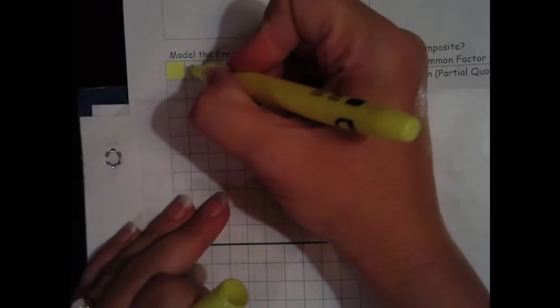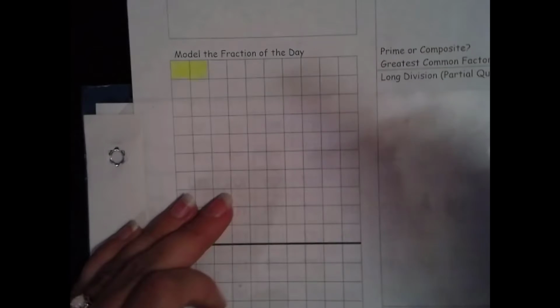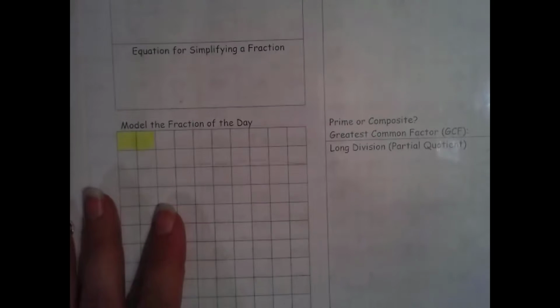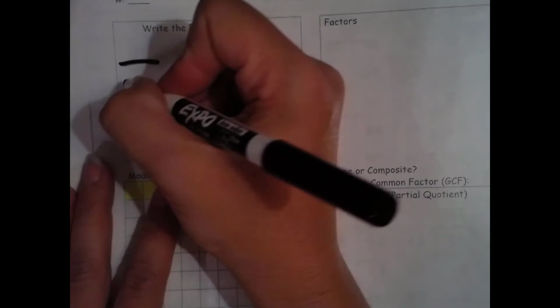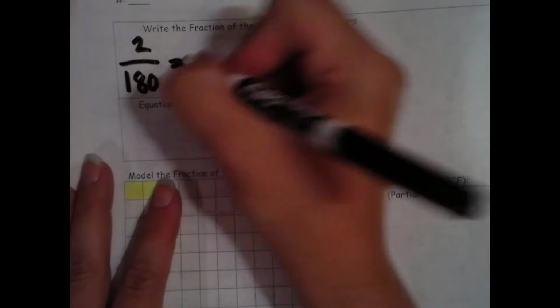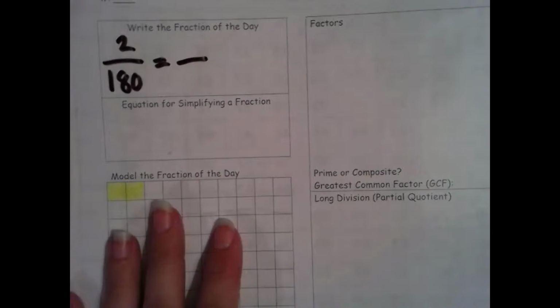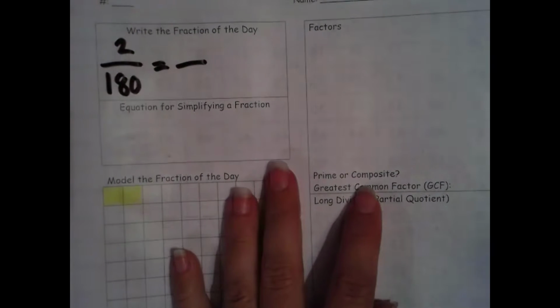Let's go ahead and fill in that next day. Slide that in. Alright, so now our fraction, beginning fraction, denominator is still our total amount of school days, which is 180, and we are on day 2. Okay, and when we're finding factors, we're finding them for our numerator.